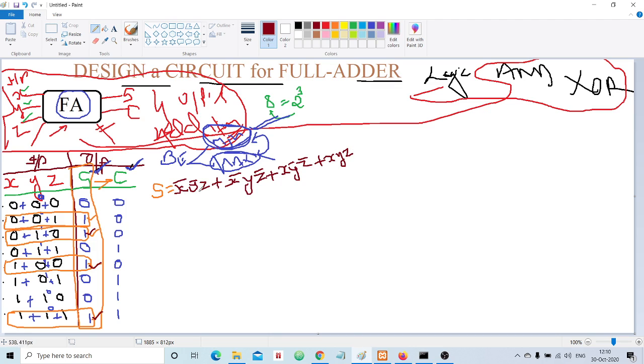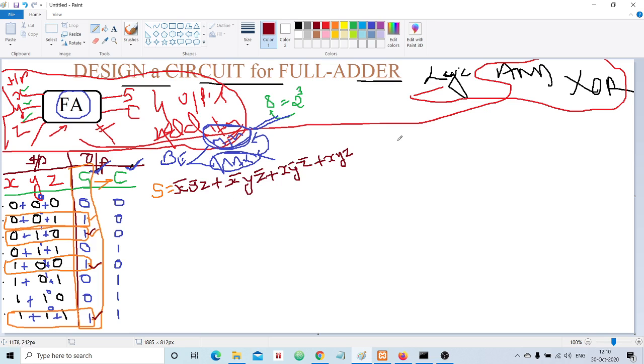Clear? So how many terms are there in this expression? 4 terms. Why should it be 4 only in this case? Because the column has 4 ones. Clear? So this is another way for you to cross verify your design. Clear? Now similarly try to get the Boolean expression for carry.